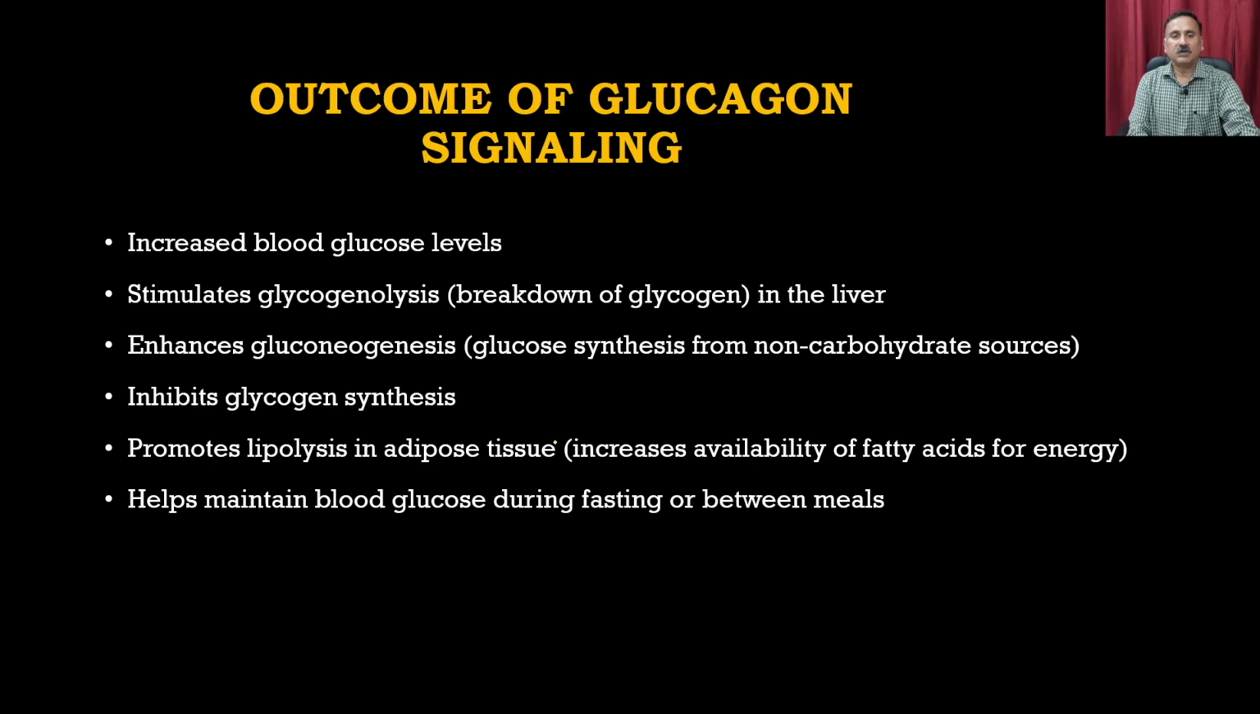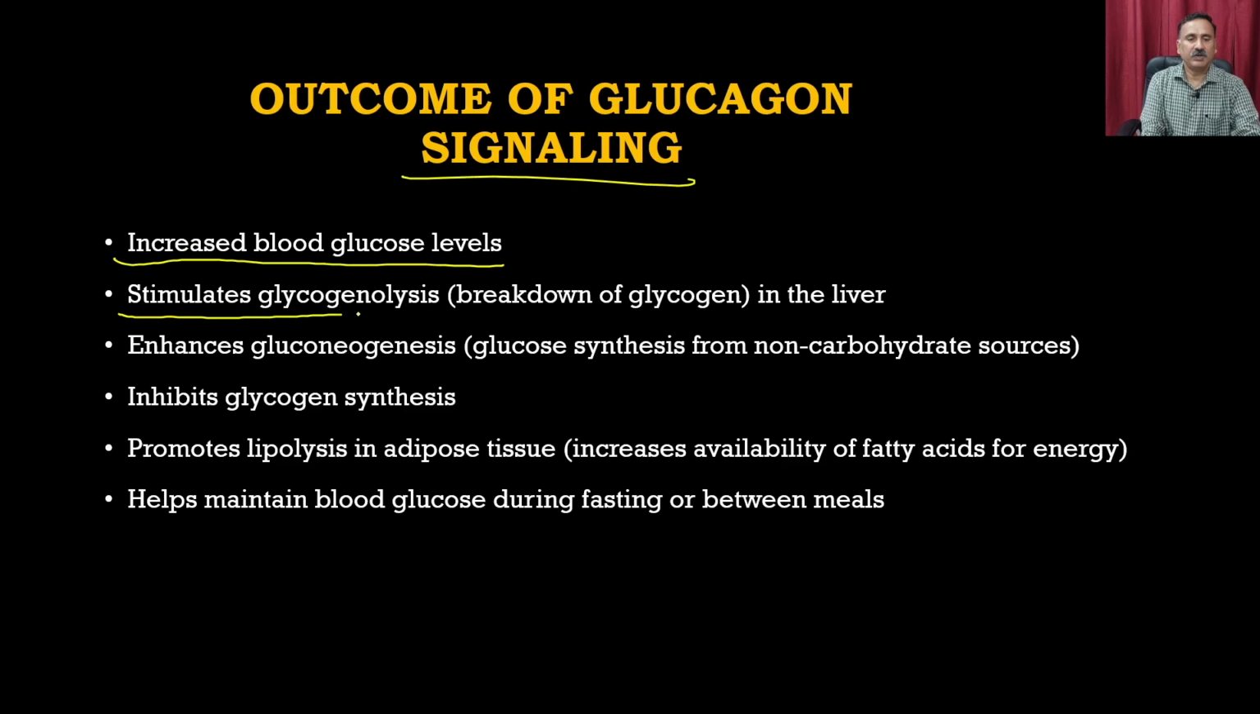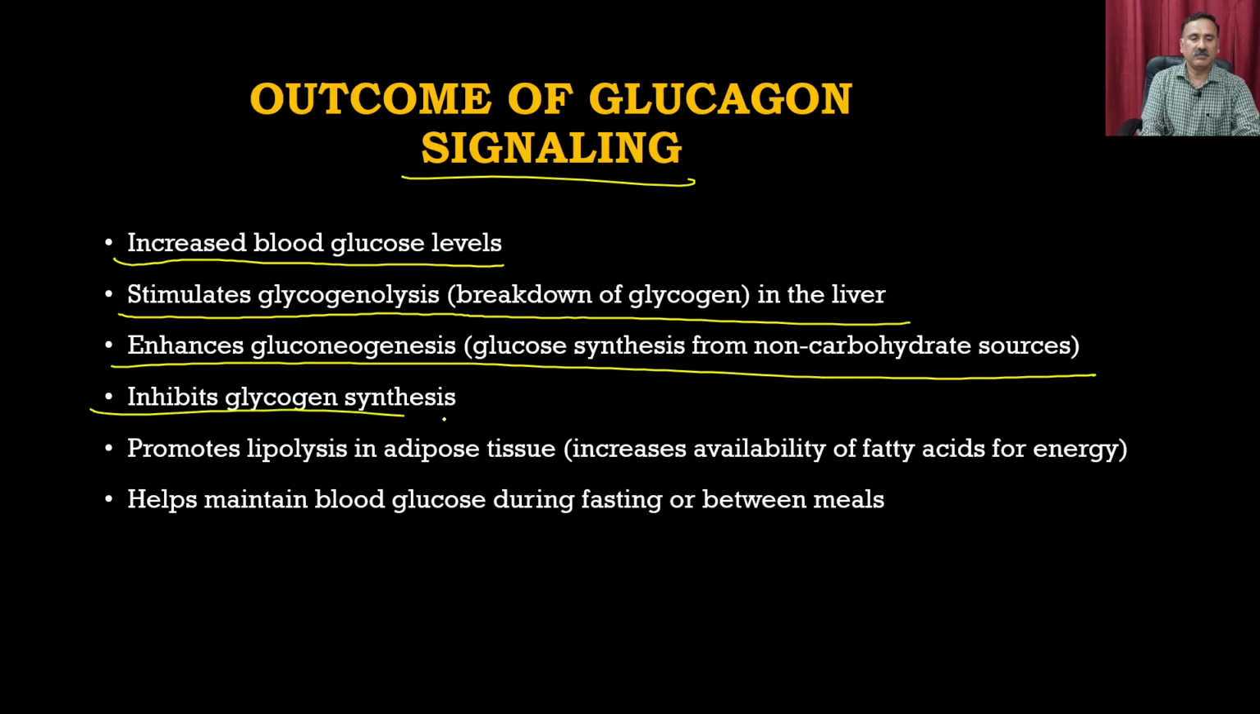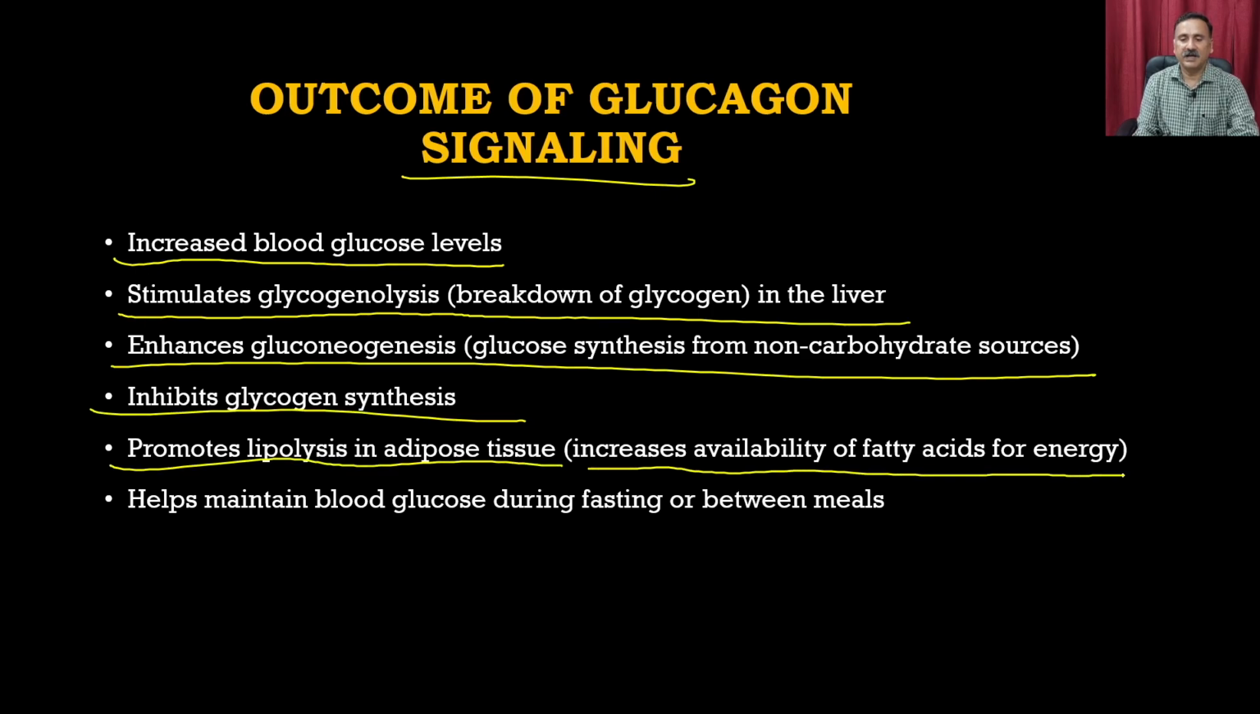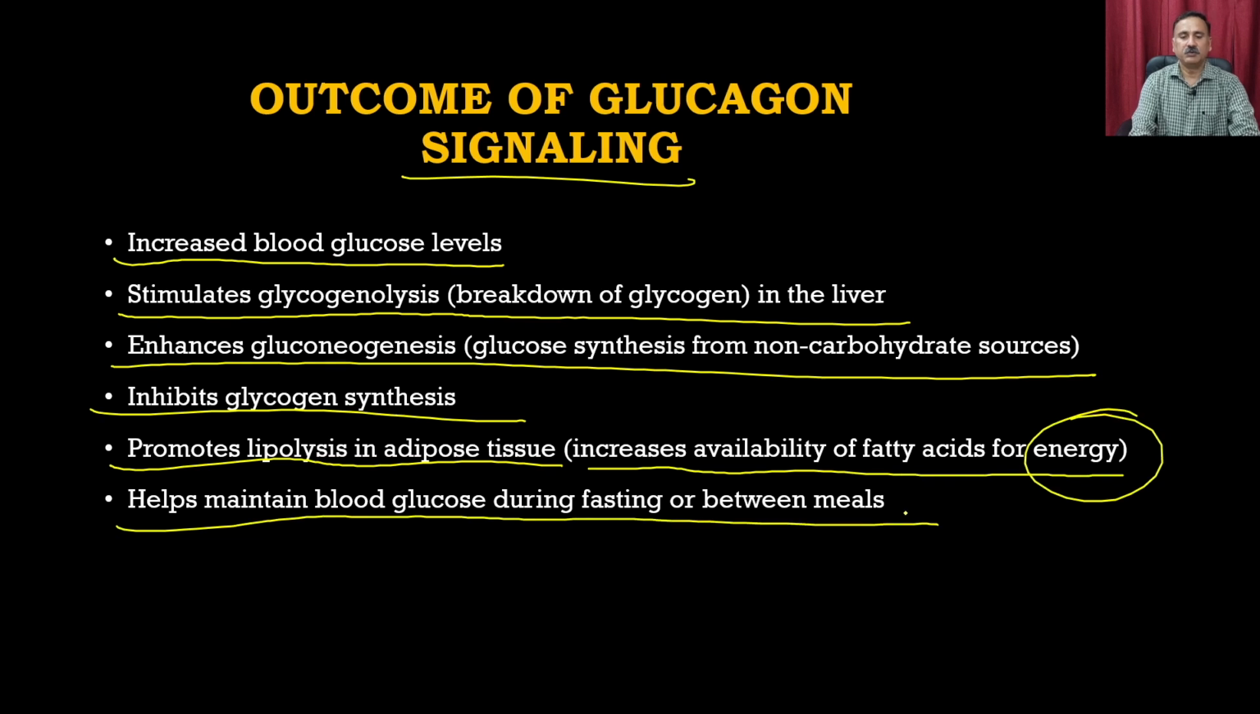Now, what is the outcome of the glucagon signaling? So it is actually going to increase the blood glucose level. It is going to stimulate the glycogenolysis in the liver. It is going to enhance the gluconeogenesis. It's going to inhibit the glycogen synthesis, and it's going to promote the lipolysis in the adipose tissue, which means it is going to increase the availability of fat for the energy, and also going to maintain the blood glucose during fasting or in between the meals.